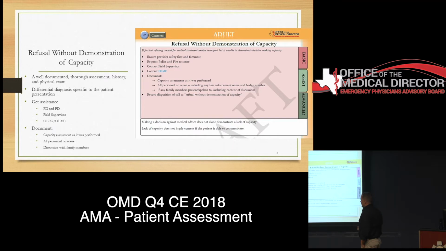All your personnel on scene, all the routes you sought to get assistance for the patient and assist you in either taking them to the hospital or whatever the case may be. Family members especially, discussion with family members, advising them of the risk and the options and everything. You just need to have a really well-documented refusal without demonstration of capacity, because these are very risky scenarios. But we understand that there's a certain number of cases where this is all we're going to get, and so we have to be able to do it. Just make sure we do it well.